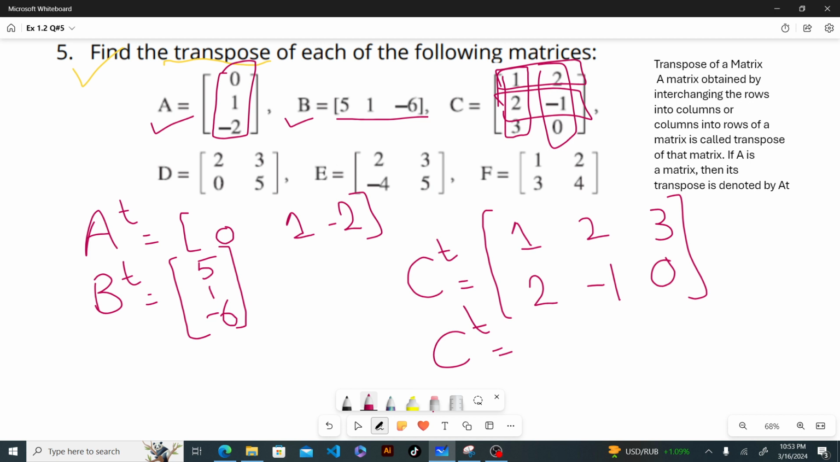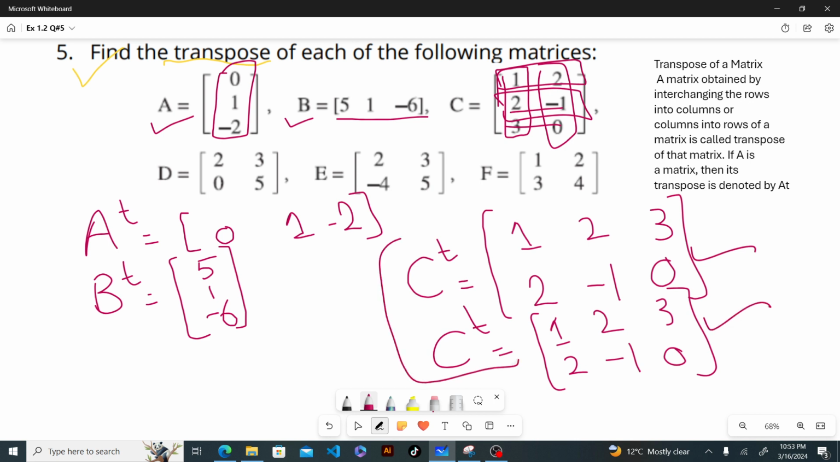This one: 1, 2, then the second row will be interchanged to the second column 2, minus 1, then the third row 3, 0. Same answer. Obviously the transpose will be the same: 1, 2, 2, 1, 2, minus 1, 3, 0. Whether we interchange rows to columns or columns into rows, it doesn't matter. Okay, transpose matrix.